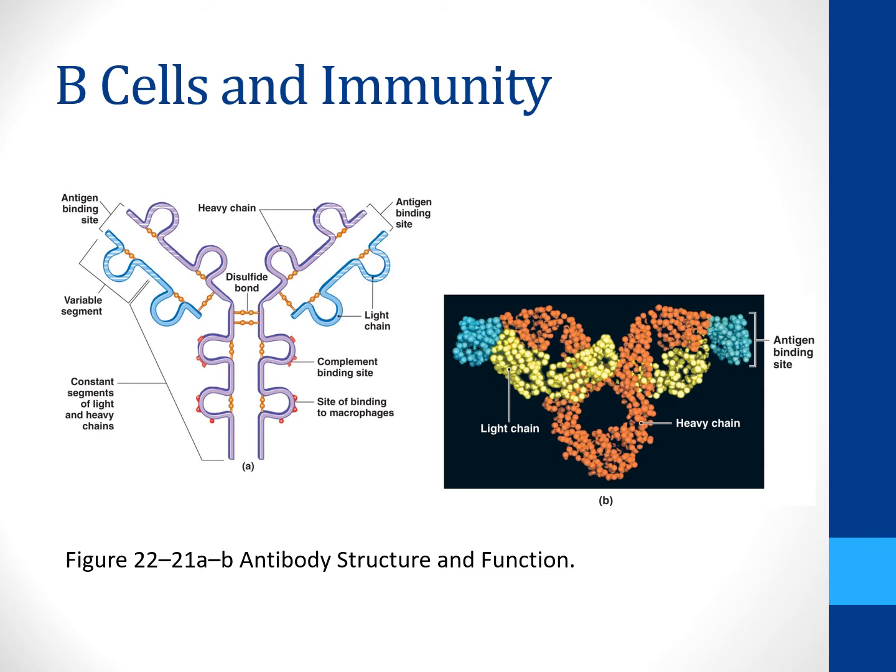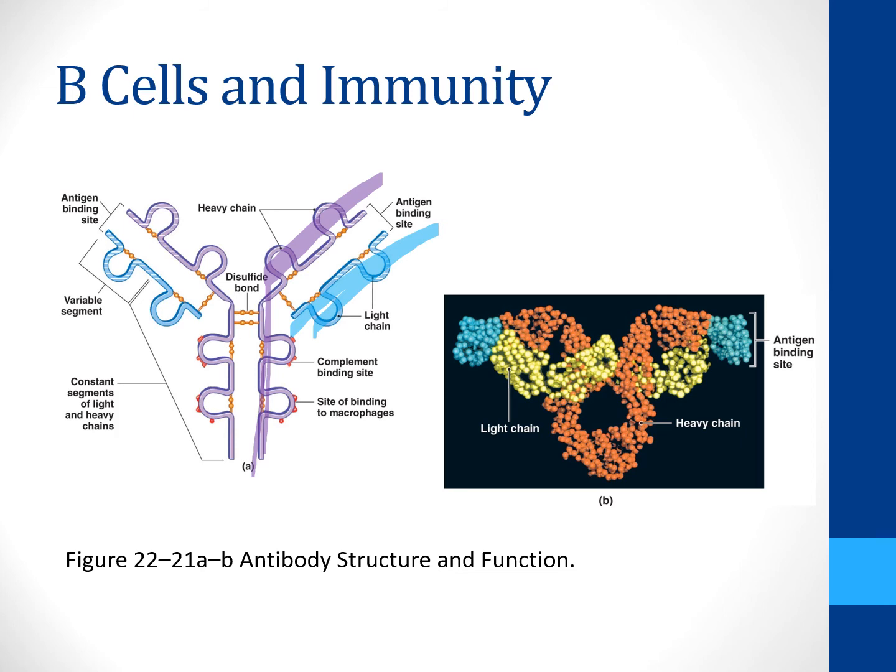So an antibody is Y-shaped, so it's got the sort of the post and then the two parts coming up, so it's shaped like a Y. And it's got two heavy chains and two light chains. So the heavy chains are these longer chains like that, and the light chains are these shorter chains.